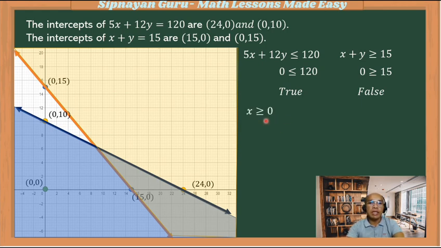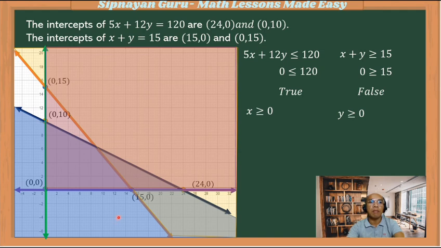Another boundary line is x greater than 0. It is x greater than 0, shade going to the right. y is greater than 0, so shade going up. And this could be the solution set of the given system of inequalities.